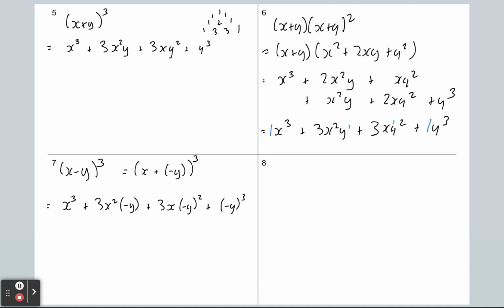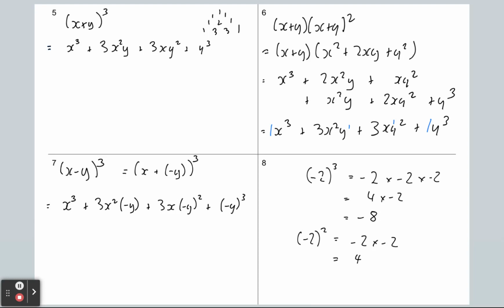And the only thing you need to be careful of is what happens when I raise a negative number to a power. Let's say negative 2 to the power of 3. We know that's negative 2 times negative 2 times negative 2. And negative 2 times negative 2 is 4. So we'd have 4 times negative 2, which equals negative 8. However, if I have something like negative 2 squared, that's negative 2 times negative 2, which is positive 4.